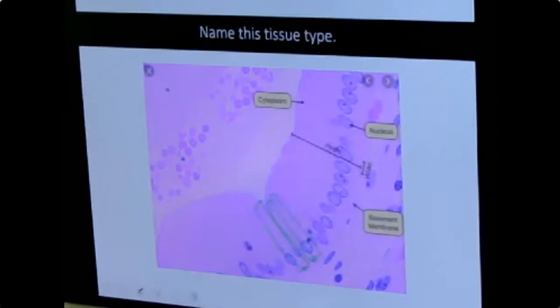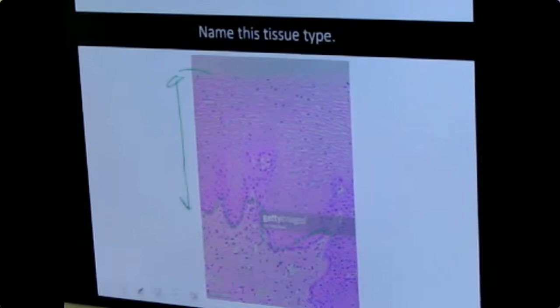Okay. Then we've got this one starting from this level to here. So between here and here. Don't worry about that down there.